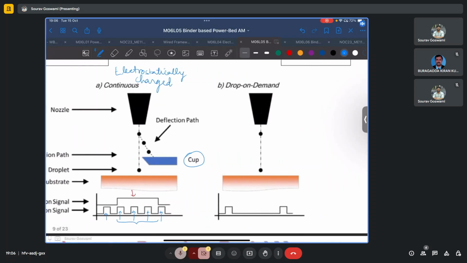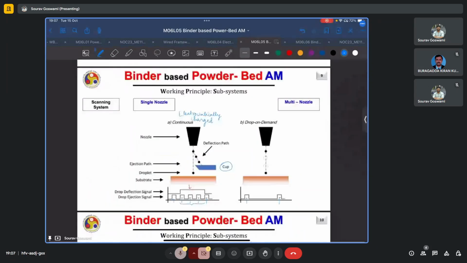In the drop on demand situation, however, we only are dispensing the drops of ink in the regions where they're required, which corroborates to these two pulses over here. So in between, there are no droplets, which would have been the case if the drops were getting indiscriminately dispensed continuously.